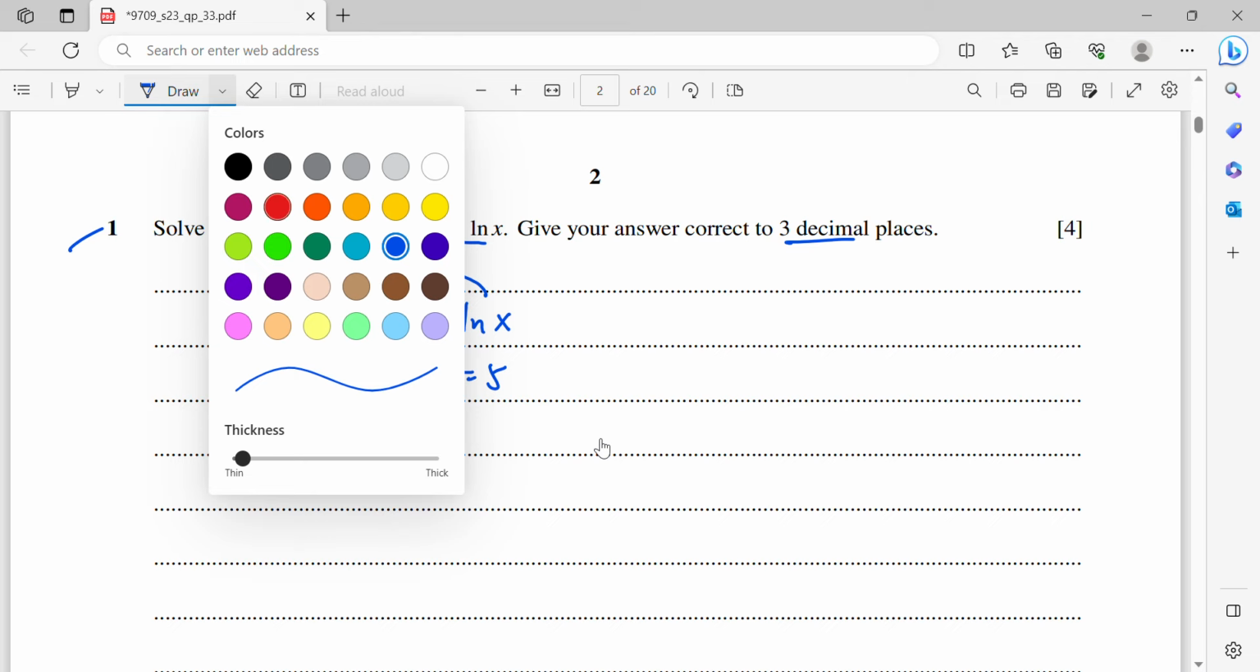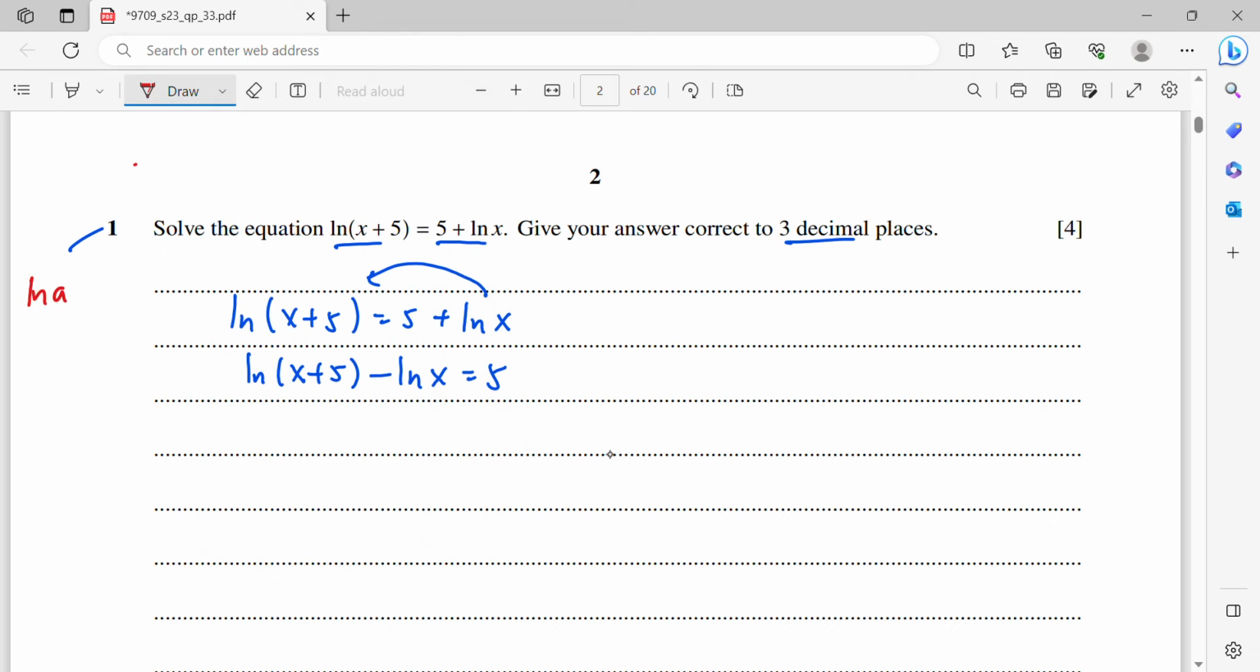And then we have a formula for ln a minus ln b. It is ln(a over b). Okay, so therefore, the left-hand side can be combined to be one ln, which is ln of (x + 5) divided by x, then equals 5. Now, next step is to eliminate the ln by taking e on both sides.